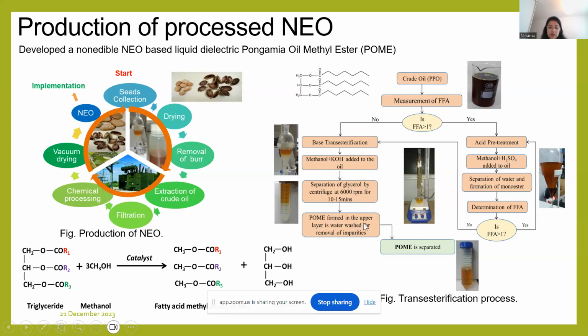Then Pongamia oil is formed in the upper layer, and it is washed with water for the removal of impurities. This is how we obtain the final form of the natural ester oil, which can be used for further tests. Here, the vegetable oil, or natural ester oil, is formed by a triglyceride, which has 3 fatty acid chains combined with a glycerol molecule. In the presence of methanol and a catalyst, they form the fatty acid methyl ester and the glycerol molecule.